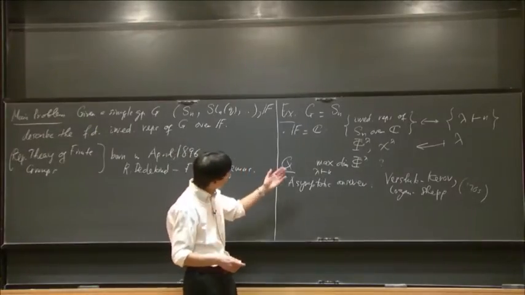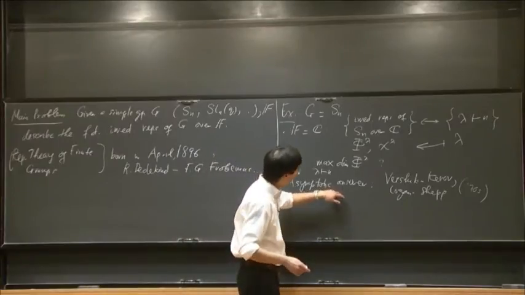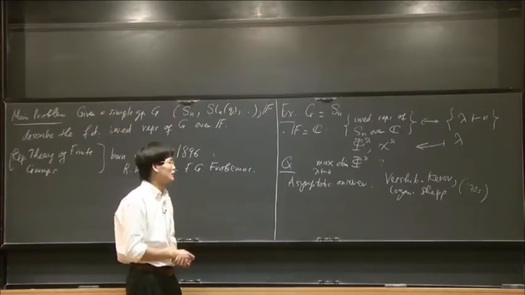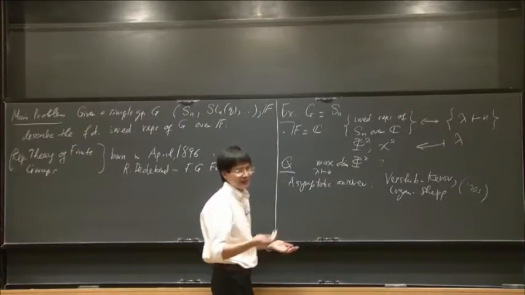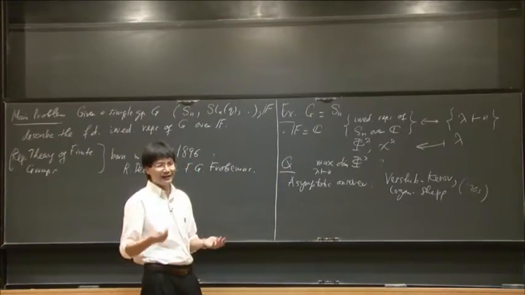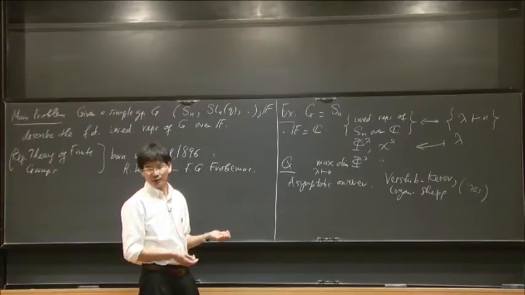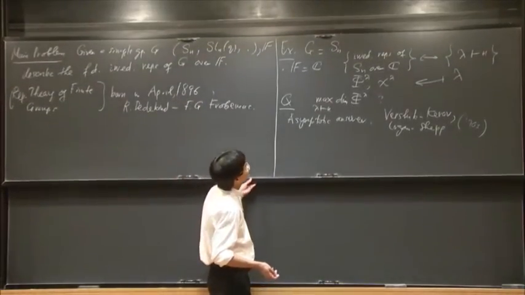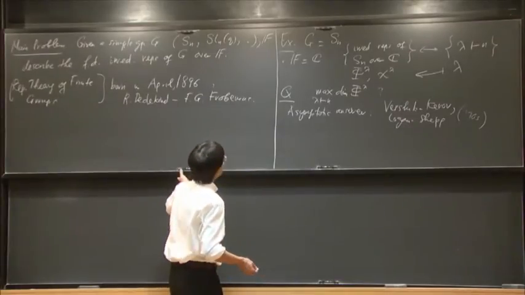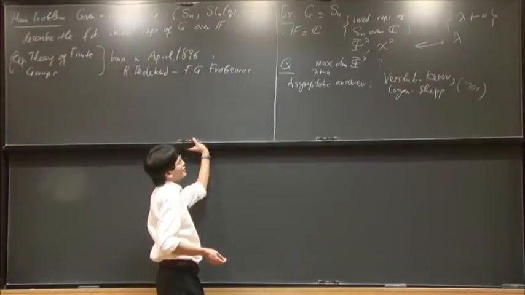Even though this is an asymptotic answer, it was widely used in many applications, for instance when you do some kind of statistics with Sn, or you do a random walk on Sn, then we need this kind of result. Okay, so now let me change the field.